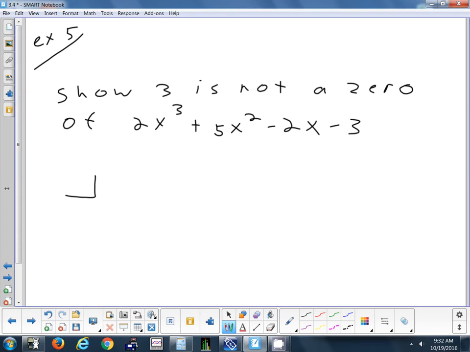All right, so what number would I put on the outside here? What's the number that I'm testing to see if it's a root? 3. So basically I'm going to divide this by x minus 3 using synthetic division. What am I hoping that my remainder isn't? Zero. I'm trying to show that this is not a root, so I'm hoping I don't get 0 for the remainder. What are my coefficients? 2.